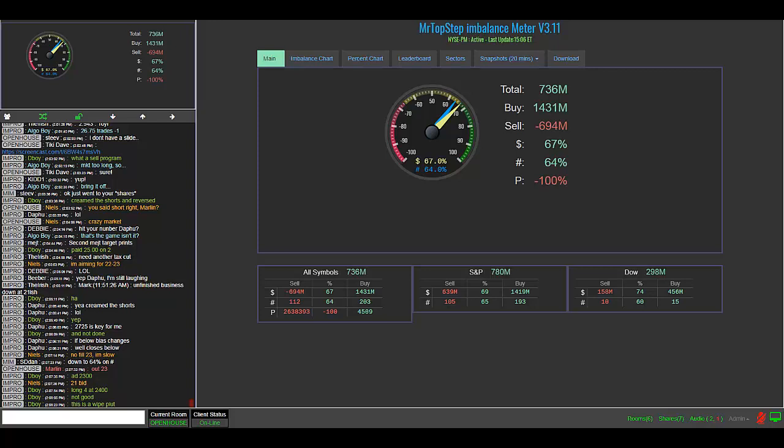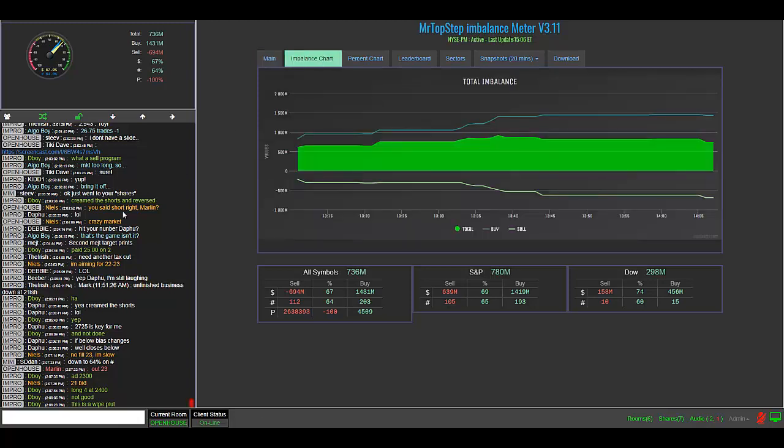If you go on the page, the MiM page, you'll see there's a main tab, and you'll see there's the imbalance chart. And if you click on that and look at the imbalance chart, you'll see how the imbalance has gone through. Maybe I should share this.